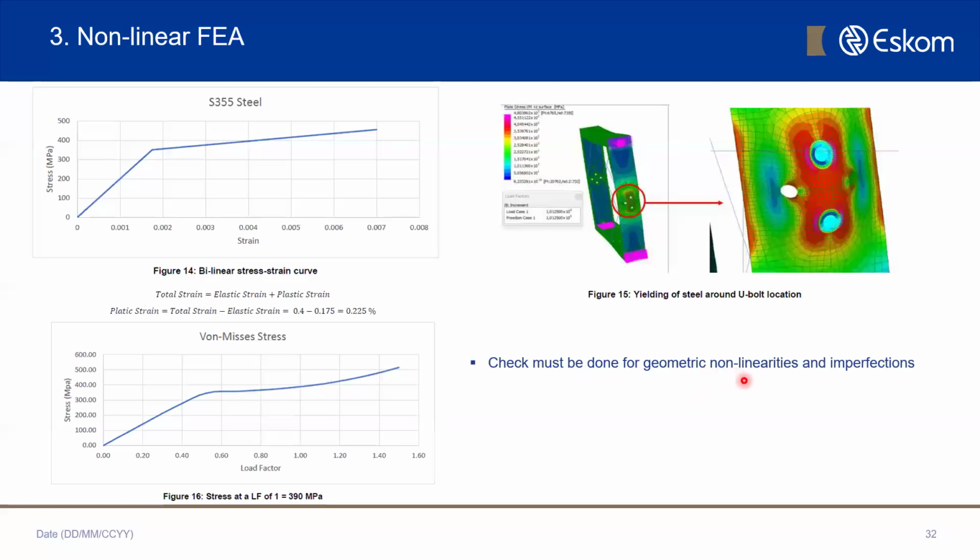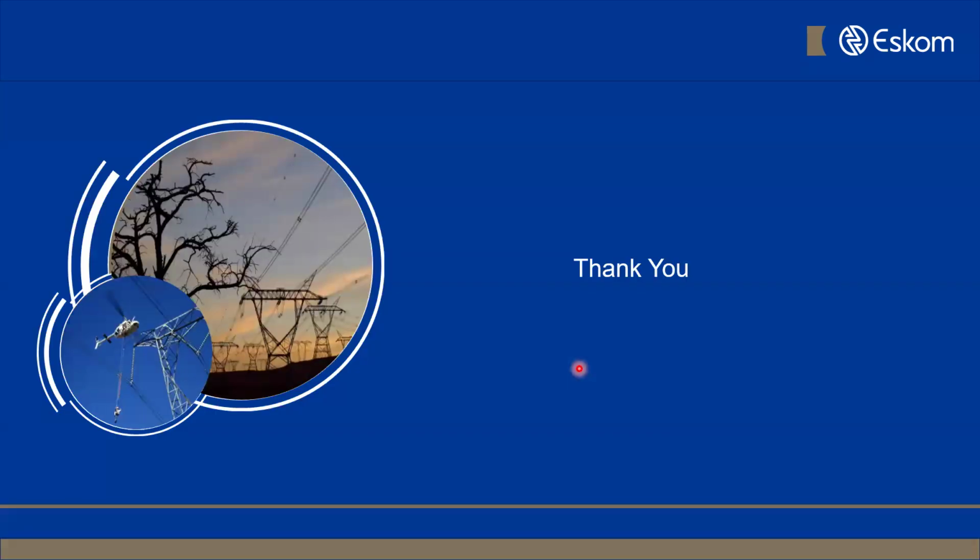If your critical load factor is very high, you don't need to worry about it. If it's low, I'd say lower than 15, then you need to consider doing a geometric nonlinearity. The reason why I'm saying lower than 15 is because remember the linear bifurcation analysis does not account for imperfections in the displaced shape of the structure. So I think that's it from our side.